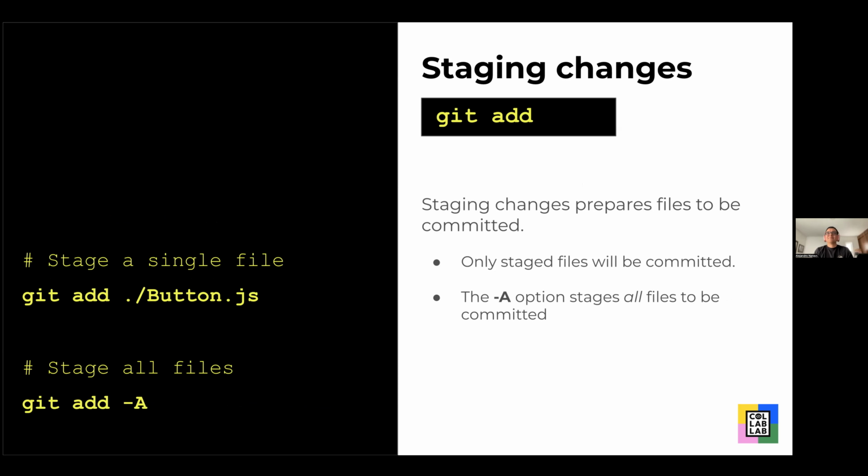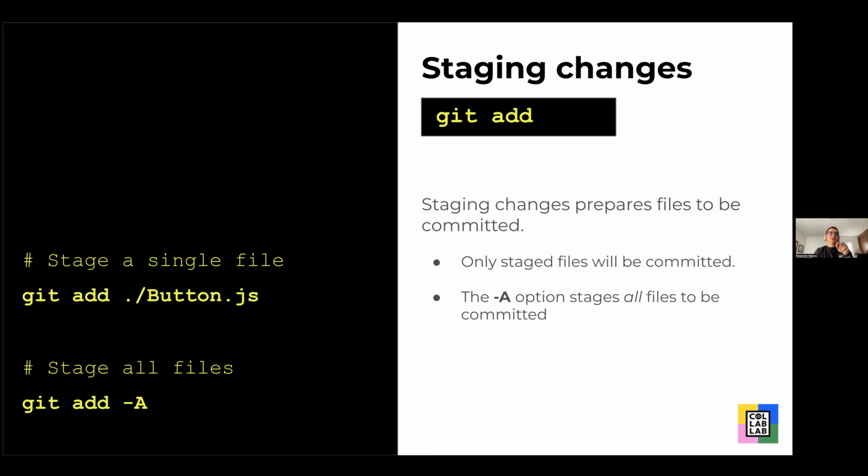So now, staging changes. Again with the button, I'm working in this button.js file, and I'm saying, okay, I'm almost done. I have the basic structure in, so I'm going to add this button into the version control. There are different ways to do this. One way is to type the name of the file: git add, and then the name of the file. In this case it would be button.js.